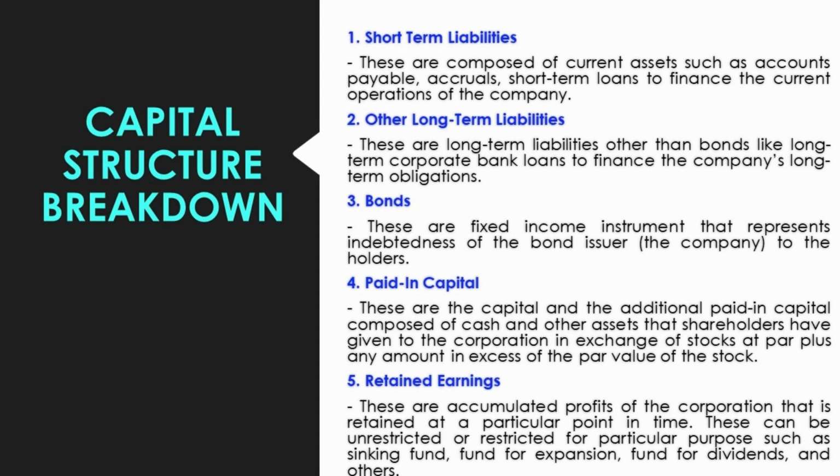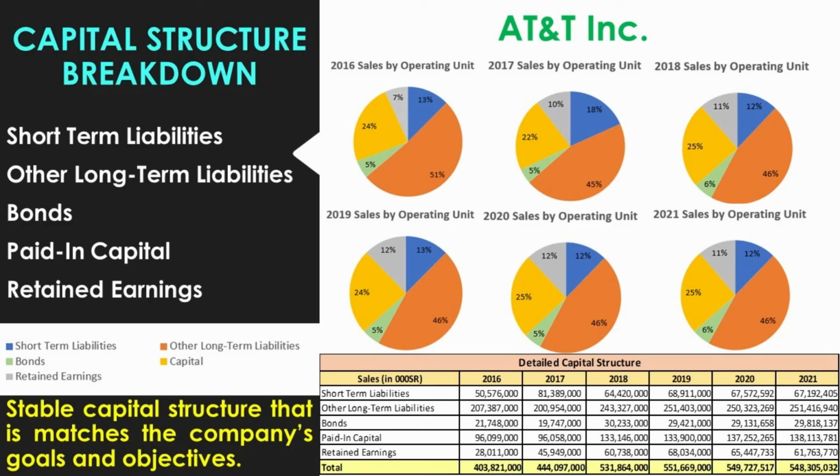Let's go into the breakdown of the AT&T Incorporated capital structure. If we can see here, from 2016 up to the forecast of 2021, we can say that the bulk of the structure is composed of these other long-term liabilities, which we can say indicates a stable company also, because the applicable capital structure is matching with the company's goals and objectives.